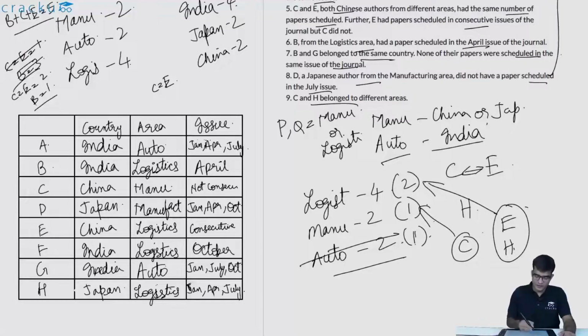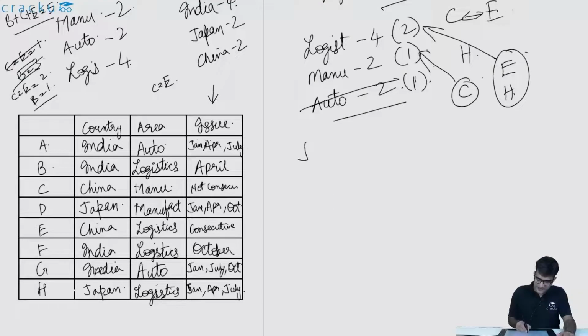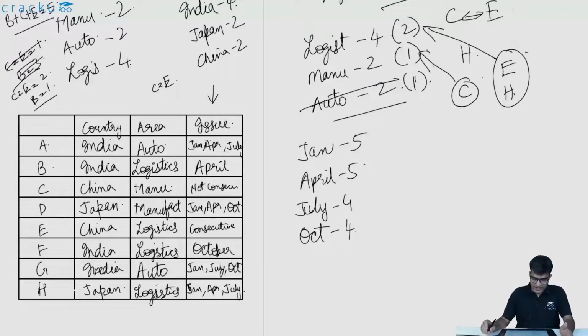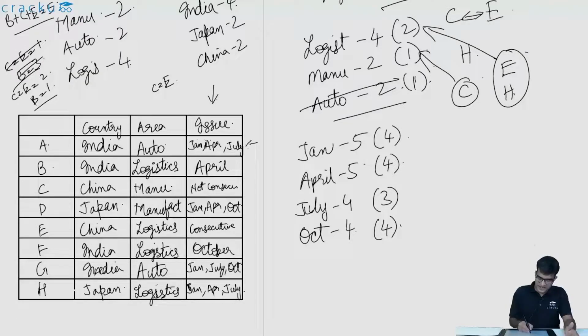Now if you come to think about it, we just need to identify the issue for each one of them. We know that there are 5 in January, 5 in April, 4 in July, and 4 in October. Now if you remove A, who has 1 in January, we have to identify 4 more, 1 in April, and 1 in July. So we need to allocate 4, 4, 3, 4. The reason I do this is just to avoid any confusion and any silly mistake.